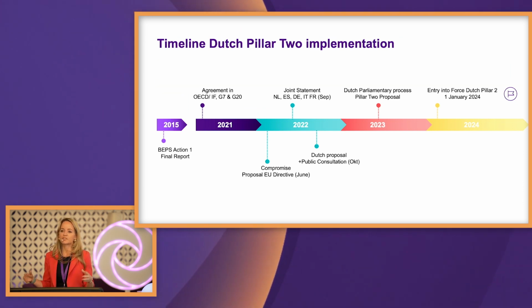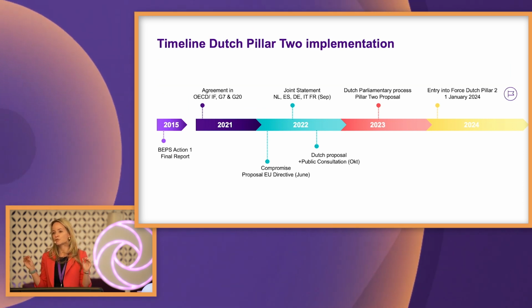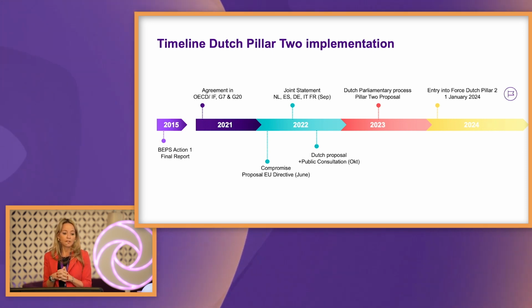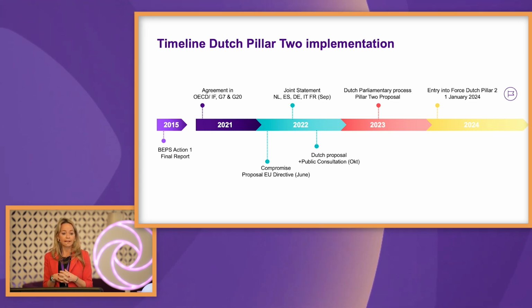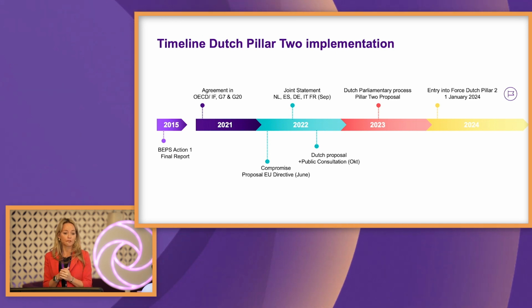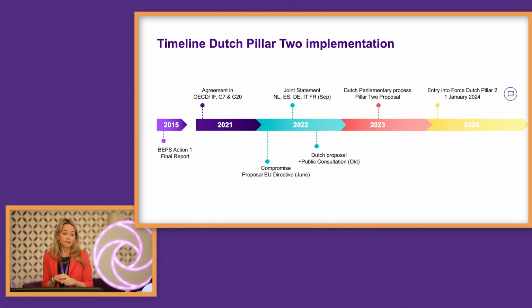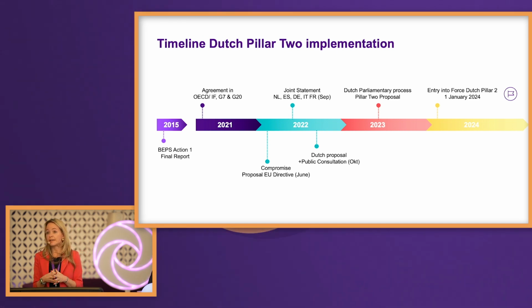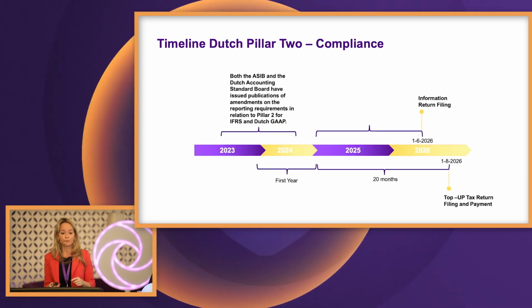The EU was like, okay, if the others don't, we will. So the EU did. In the Netherlands, that led to a process of Pillar 2. And in 2023, it was accepted. And now it's applicable in 2024.